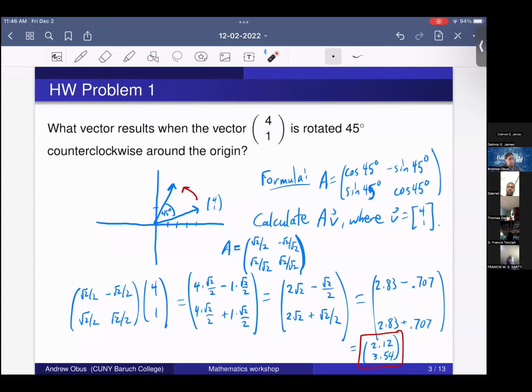So, okay. This is great. Any questions about this problem?